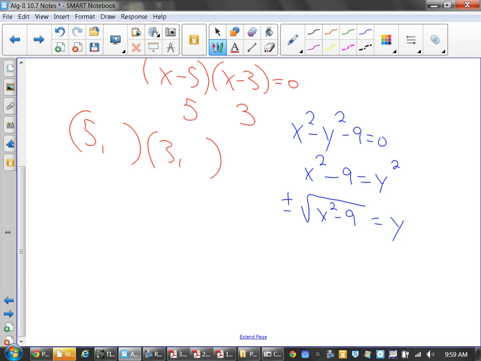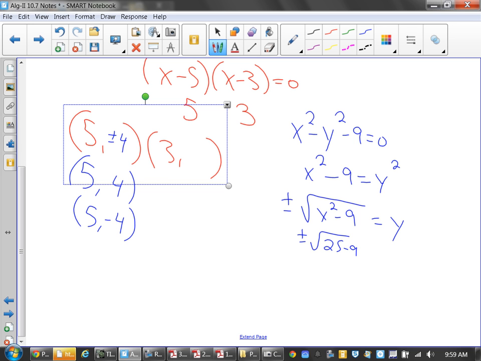Okay. So now all I have to do is just substitute in twice. What's 5 squared? 25. So I have plus or minus the square root of 25 minus 9, which is 16, so it's plus or minus 4. So it's 5 plus or minus 4, which means it's at 5 comma 4 and 5 comma negative 4. Okay with that? That's all that's saying. This is really two ordered pairs, it's these two. All right, we just simplified it out.